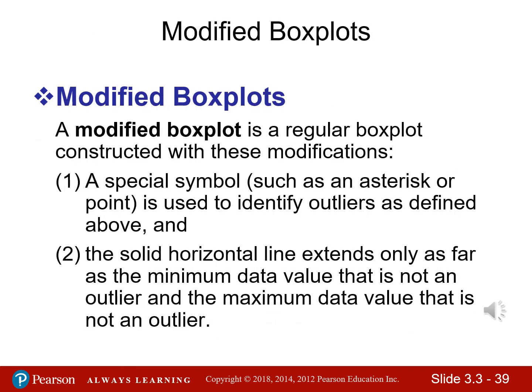A modified box plot is a regular box plot constructed with these modifications. First, a special symbol such as an asterisk, a point, or an X can be used to identify outliers as defined previously. And second, the solid number line extends only as far as the minimum data value that is not an outlier and the maximum data value that is not an outlier.